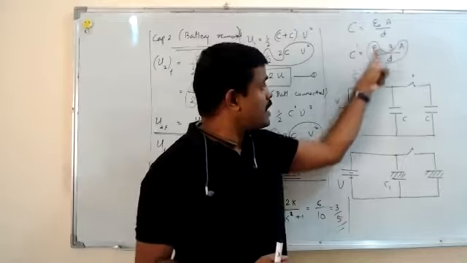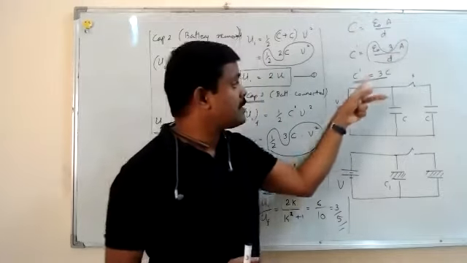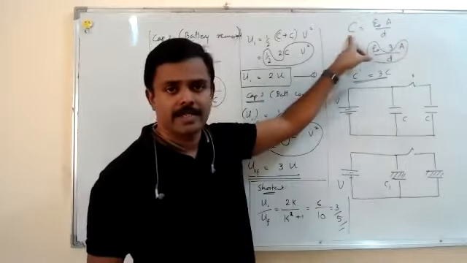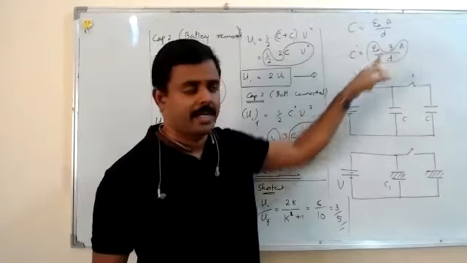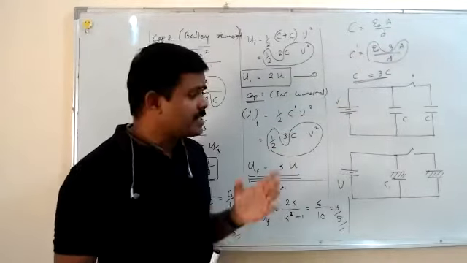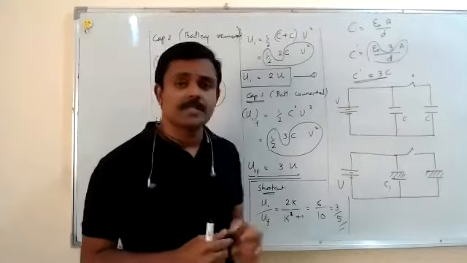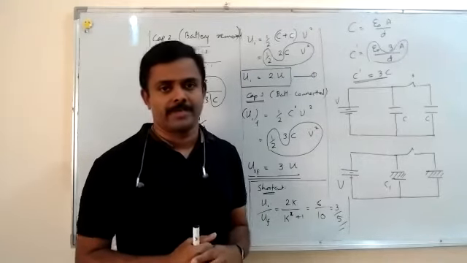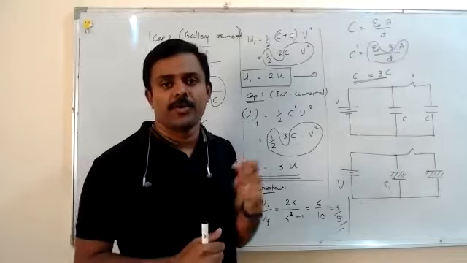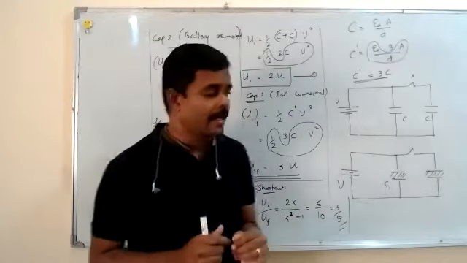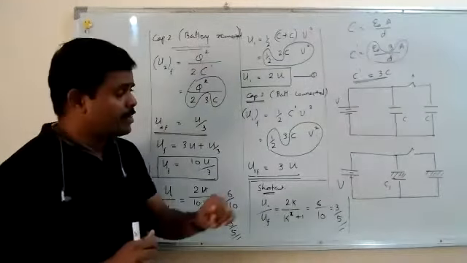Taking these terms together, epsilon 0 A by D, which I'm calling C, we get 3C. So in the changed scenario, the new capacitance C dash is equal to 3 times C, three times as much as the old one. Keep that in mind as you proceed. Now let us get back to the question.